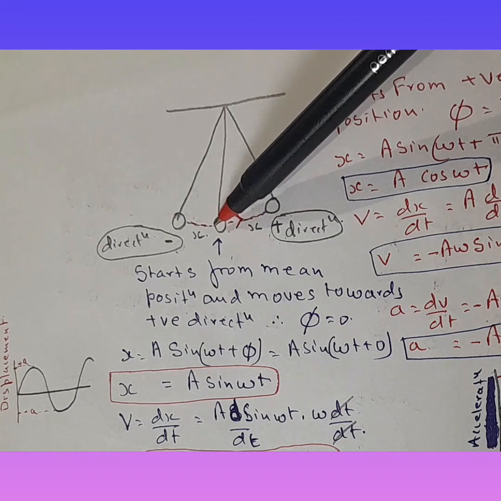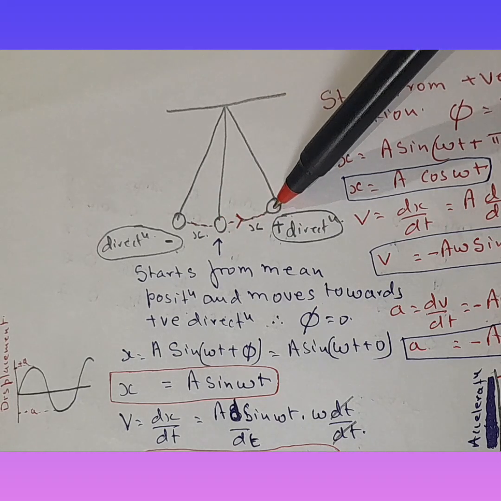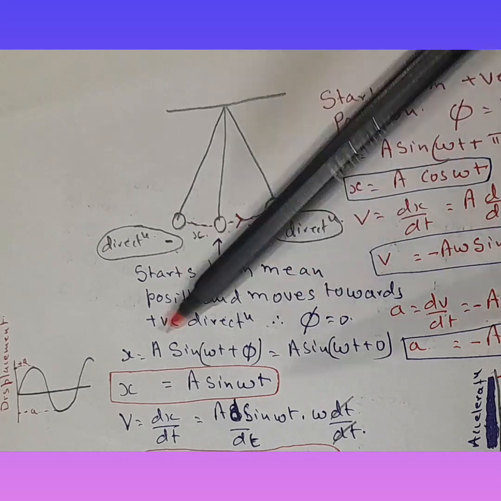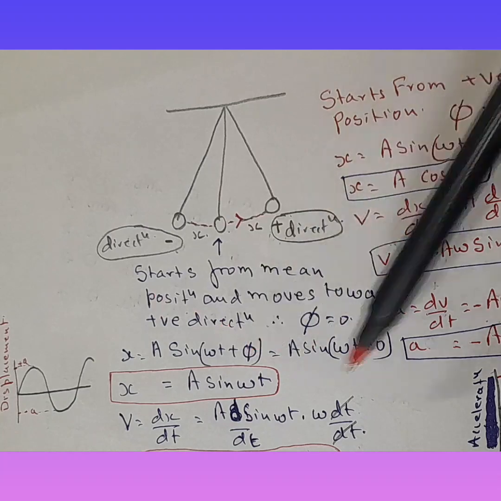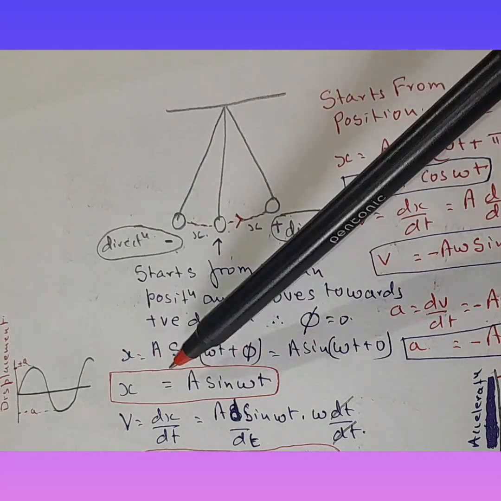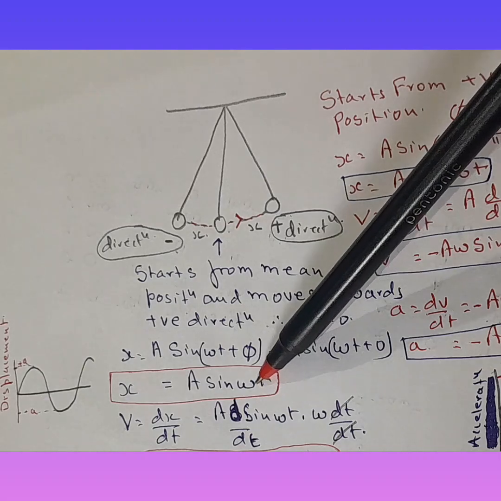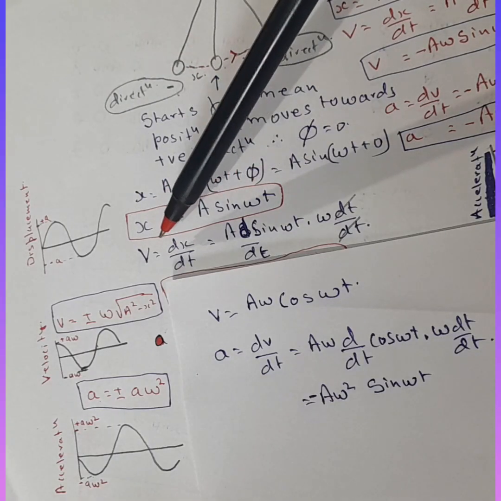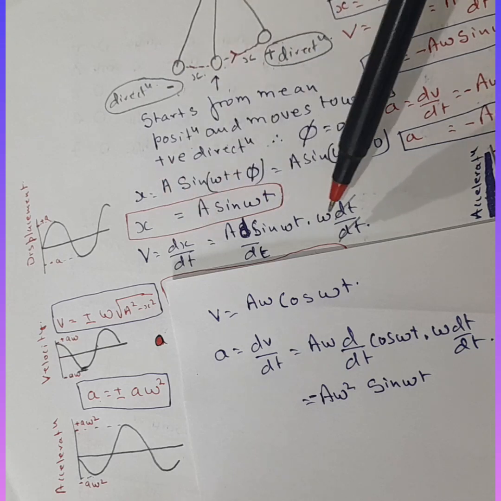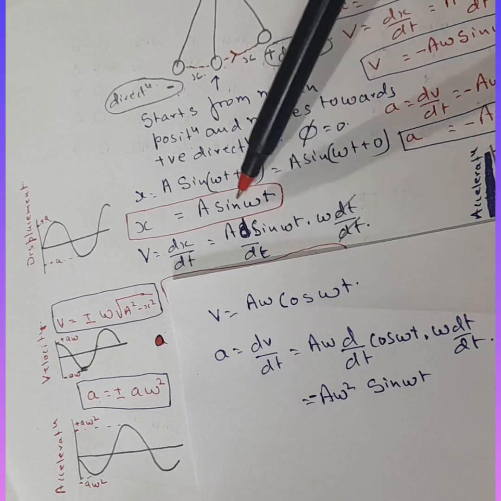Right now let's deal with when the bob starts moving from mean position towards positive direction. So phi is equal to 0. So this was our formula, x is equal to this. We substitute there 0. As a result, the formula gets converted to x is equal to a sine omega t, which we differentiate applying the chain rule over here, a d by dt of sine omega t.